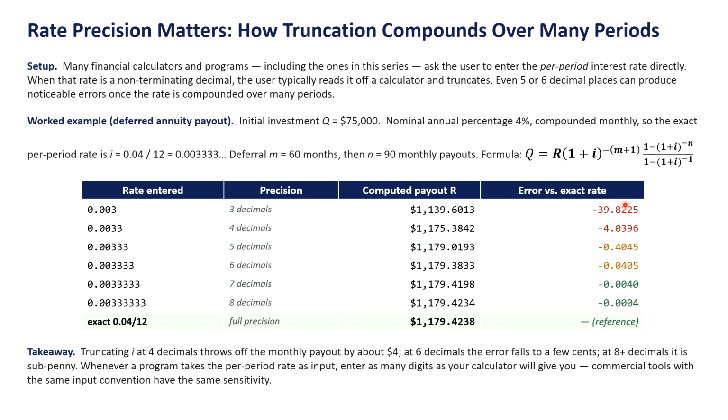The problem is these numbers here, the M and the N. We're talking about 60 and 90, and when you take a number like 1 plus 0.003333, whatever, and raise it to such a high power, you're going to get more and more variance if you're rounding from what the actual number is. So just something to be aware of.